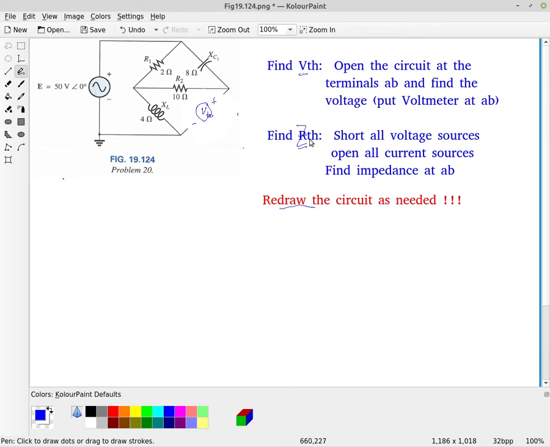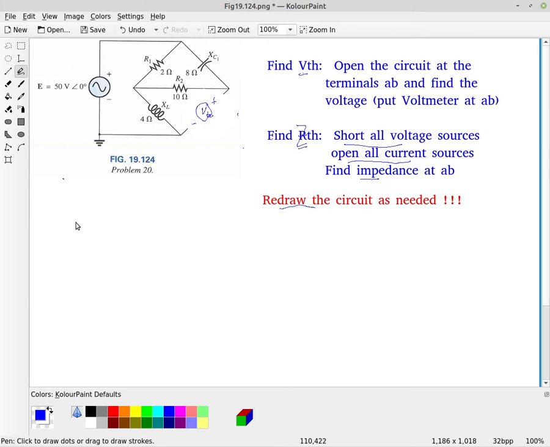To find Z Thevenin, the impedance, we need to short all the voltage sources and open any and all current sources, and then find the impedance at AB. So if we had an impedance meter that could actually measure the impedance, including the capacitance and the inductance, we could stick an impedance meter there.